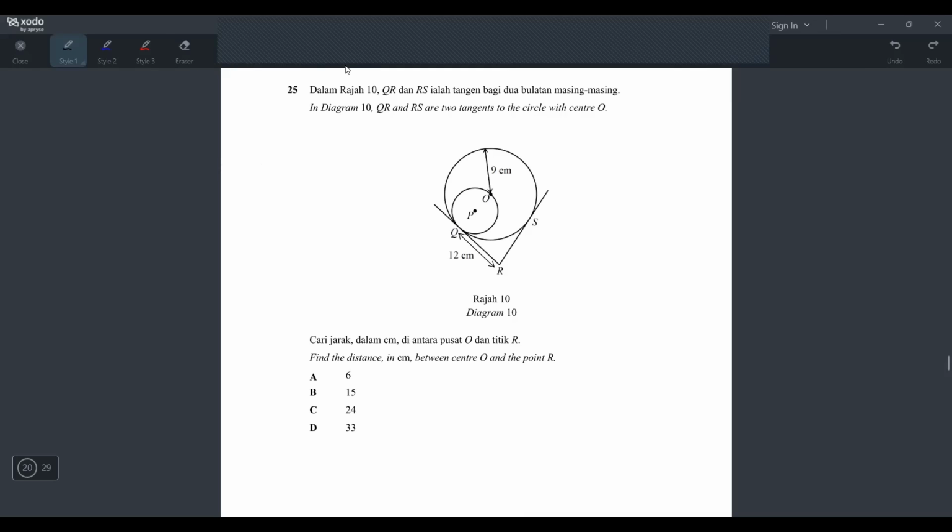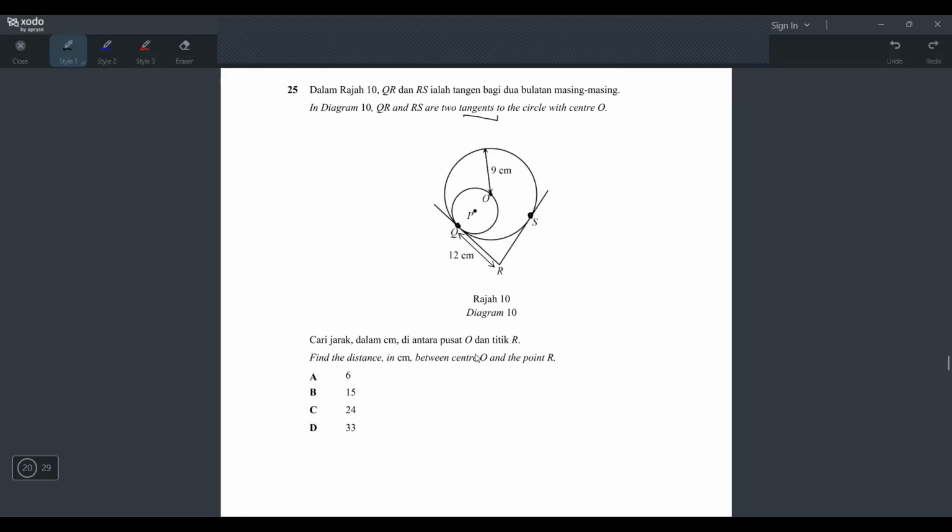Okay, 35. In Diagram 10, QR and RS are two tangents to the circle with center O. So this is a tangent, tangent. Tangent means what? It means the line touches the circle at one point only. So it's obvious this line touches the circle at S. And this S, we call it the tangent point, right? And then this is also a tangent. So it also touches the circle at one point, which is point Q. So this is also the tangent point.